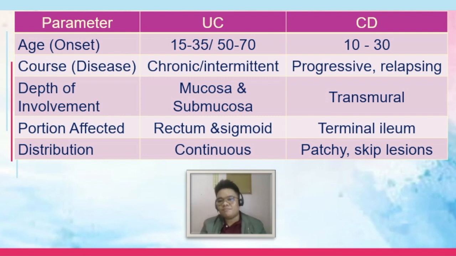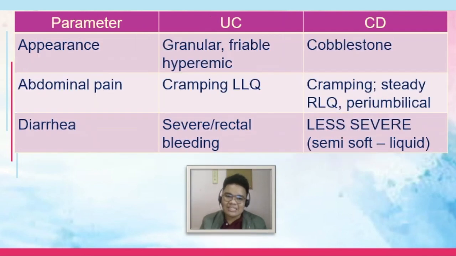Portion affected, ulcerative colitis, talks about colon. So that's your rectum, sigmoid, and then your ascending, descending, transverse colon. Crohn's disease, regional enteritis. Enteritis is your small intestine. Then you have your distribution. Your ulcerative colitis has a tendency to be continuous, whereas your Crohn's disease has a tendency to be patchy and skip lesions. Hence, the cobblestone appearance for your CD. On the other hand, for your UC, it has a tendency to be granular, friable, and hyperemic.